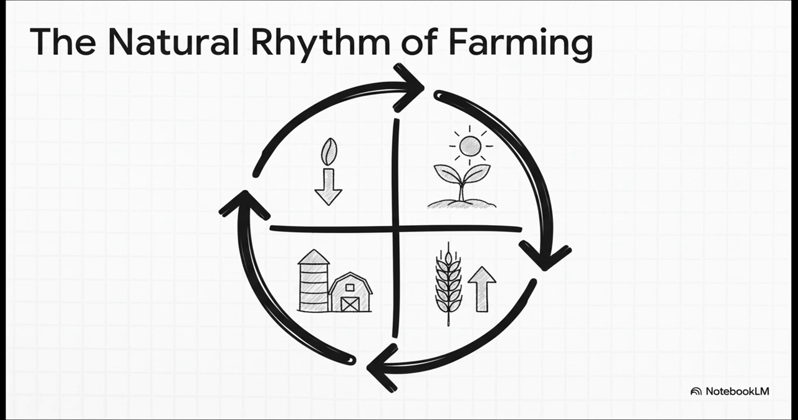Let's go way, way back. Think about the most fundamental economic activity there is, farming. Is it a straight line? No way. It's a pure cycle. You plant seeds in the spring and your money goes down. You wait all summer, then you harvest in the fall and your money shoots up. Then you prepare for the next year. It's a perfect real-world economic rotation.